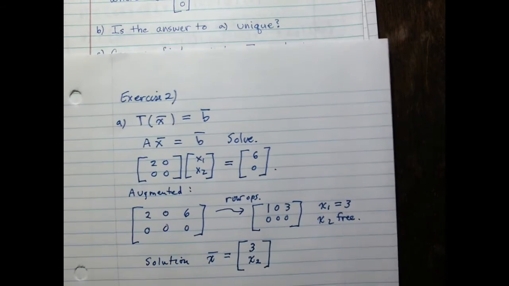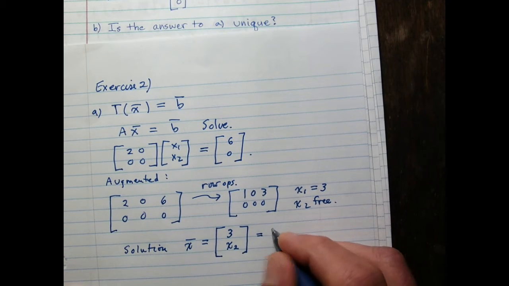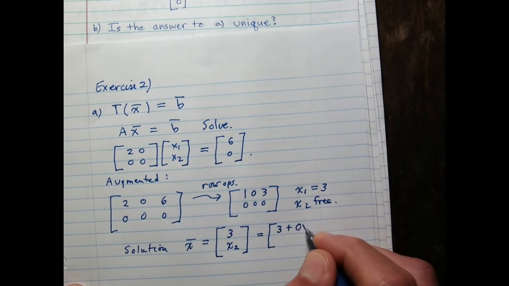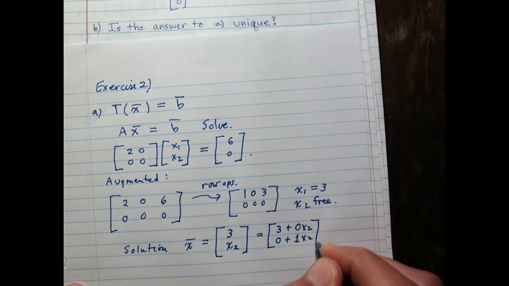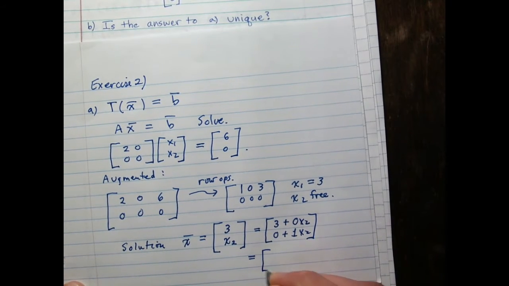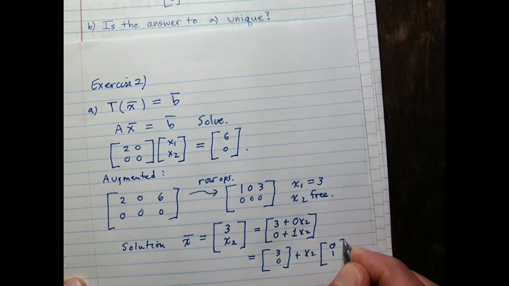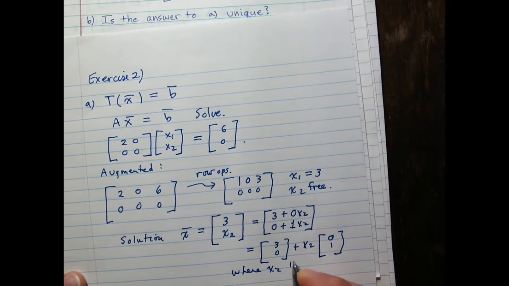And so here, by the way, if we wrote this in its general form, we would have to write this as 3 plus 0x2 over 0 plus 1x2. So I could write this as a constant vector 3, 0 plus x2 times the vector 0, 1, where x2 is any real number. Okay.